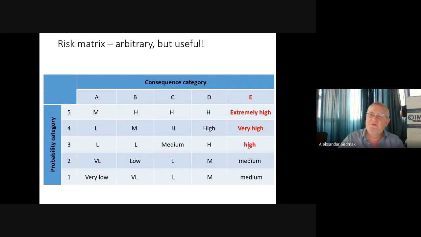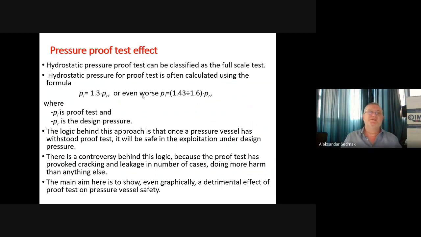That means if we have no residual stress effects, and if we have no overpressurizing effects. If we have only one of these two, our risk category and estimation is very high, and then if we have both of them, we get to the extremely high risk assessment. That actually means that pressure-proof test should be avoided at any cost.